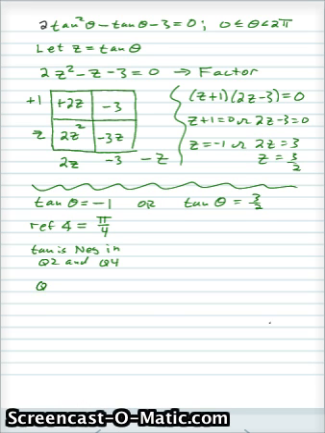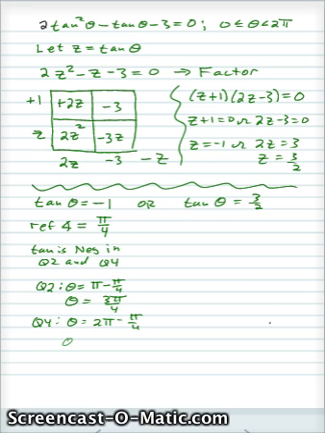In quadrant 2, back up from pi over 4. So the quadrant 2 angle will be pi minus pi over 4, which of course is 3 pi over 4. And then how about the quadrant 4 angle? What will that be? We're backing up pi over 4 from 2 pi. So in the case of quadrant 4, theta is going to be what? It's going to be 2 pi minus pi over 4, which will be 7 pi over 4. So I have those two cases.